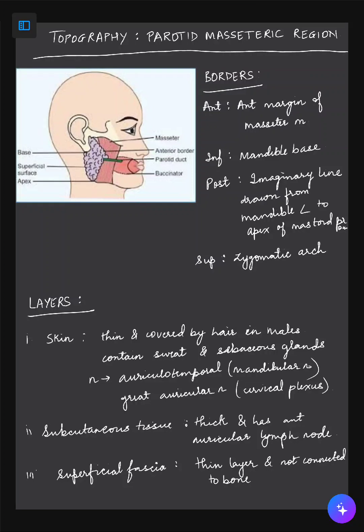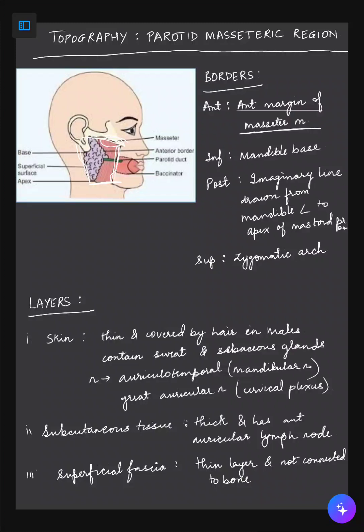Now next comes the second part of the superficial part of the cheek, which is the parotid masseteric region. Now this parotid masseteric region: anteriorly is the anterior margin of the masseter muscle. Okay, this is the masseter muscle. Inferiorly is the base of the mandible. Posteriorly is an imaginary line drawn from the mandible angle to the apex of the mastoid process. And superiorly there is the zygomatic arch.